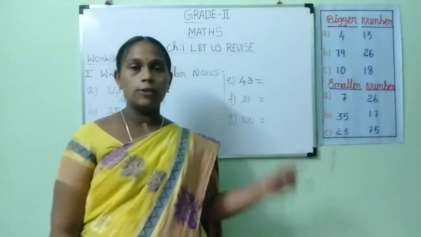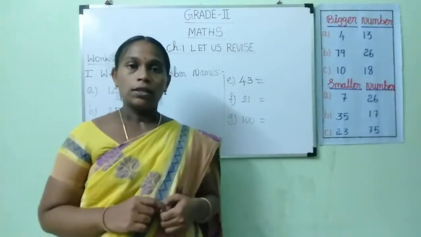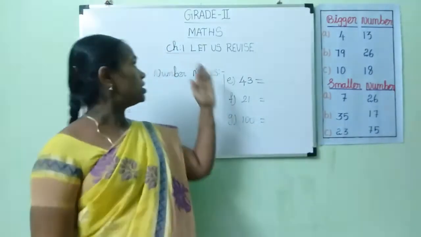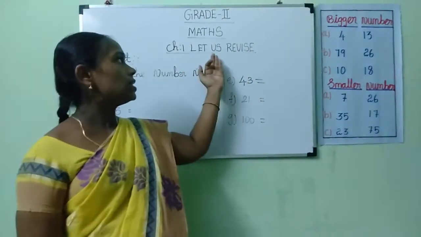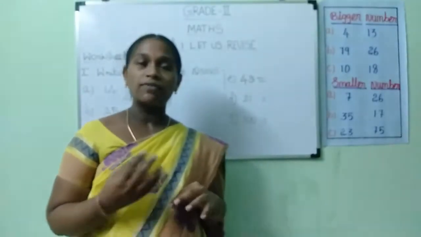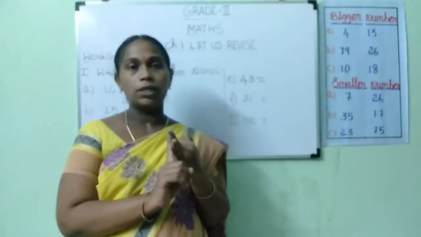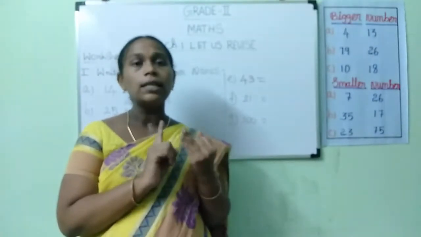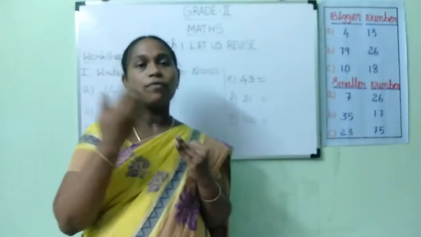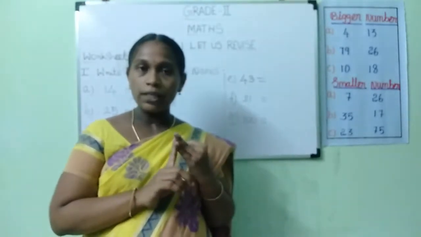Listen children, this is your maths class. What have we learned in the previous class? Yes, same chapter, chapter 1, let us revise. What other topic have we seen? Yes, number names and numbers. Already we have learned numbers 1 to 100, then number names randomly 1 to 100 we have seen. Are you clear on these topics?